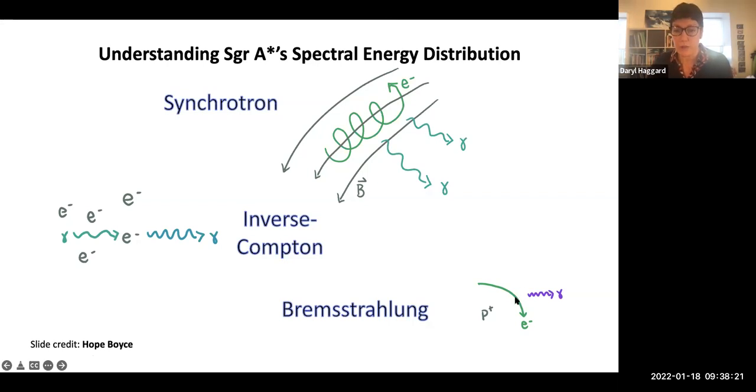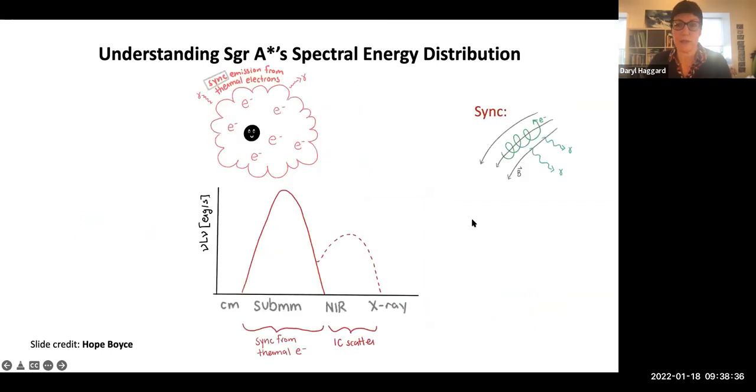And then Bremsstrahlung radiation, which is also known as braking radiation. You have a proton, some heavy object, and a free electron interacts with it, and it's accelerated once again, and that emits some radiation. So we're going to work with these radiation mechanisms and try to think about this observed spectral energy distribution for Sagittarius A*. So here's our black hole.